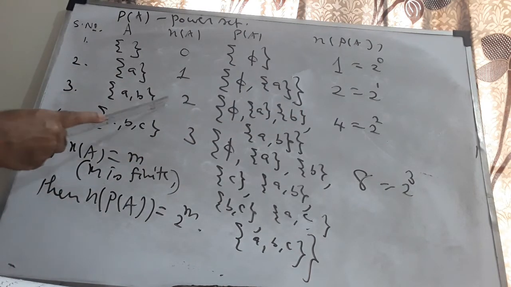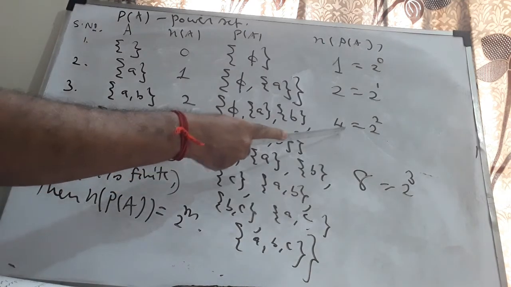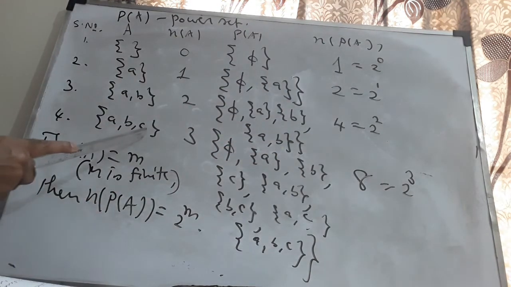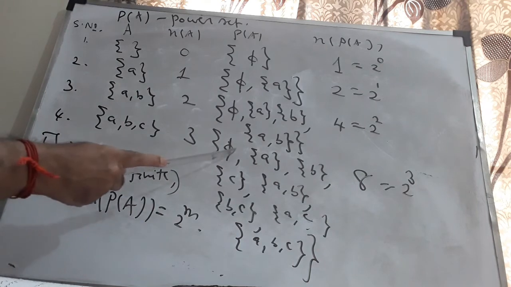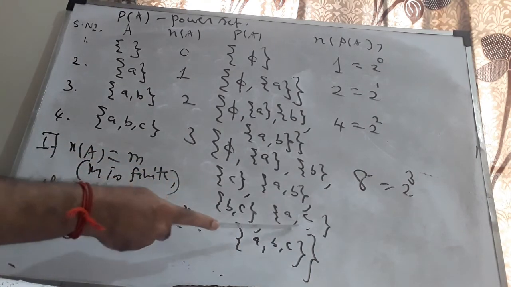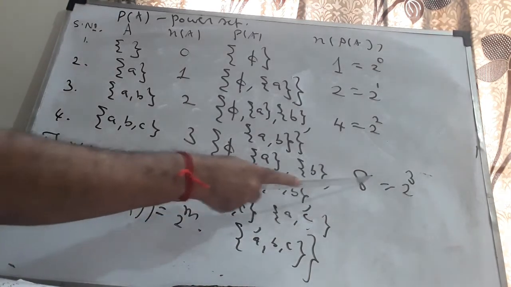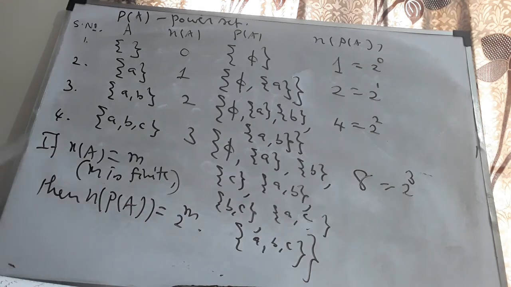There are two elements a and b. Empty set, set containing a, set containing b, set containing both a and b. There are 4 elements, which can be written as 2 square. There are 3 elements a, b, c. Empty set, set containing a, set containing b, set containing c, a and b, b and c, a and c, and all the 3 elements. 1, 2, 3, 4, 5, 6, 7, 8. This can be written as 2 cube. Therefore, I have a generalization: if n(A) is equal to m, where m is finite, then n(P(A)) is equal to 2 power m. Okay, this much you just remember.